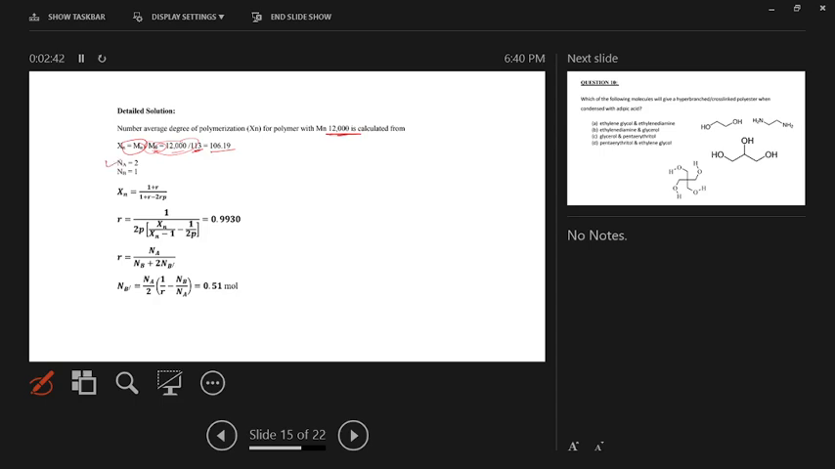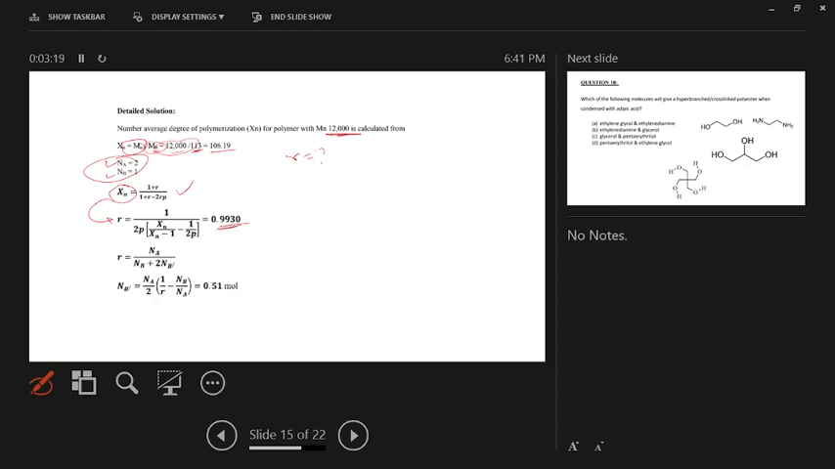Now Na is 2 and Nb is 1. It is already given. So you need to find the degree of polymerization, which we already know. We need to find the ratio. Since we have calculated the degree of polymerization, we just modify this equation and put the value here, and we will finally find the conversion ratio.